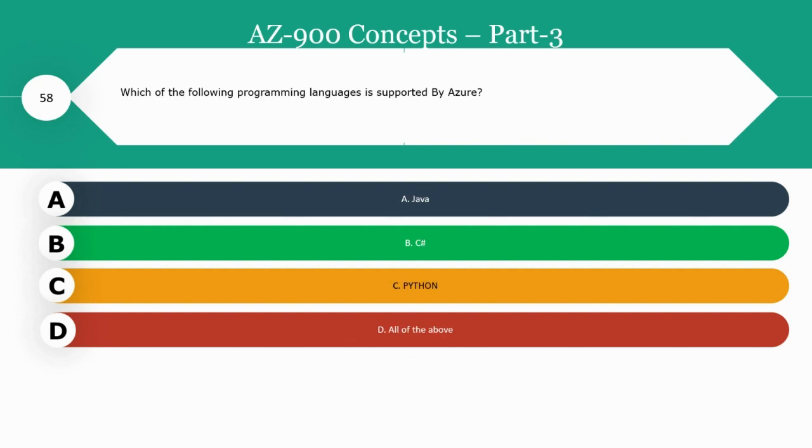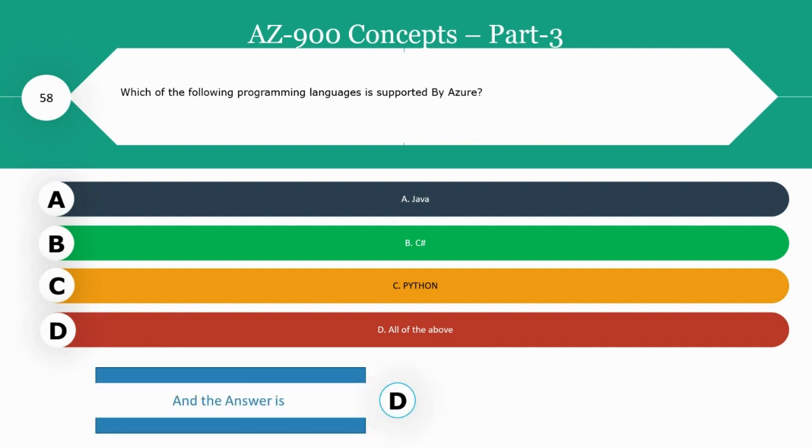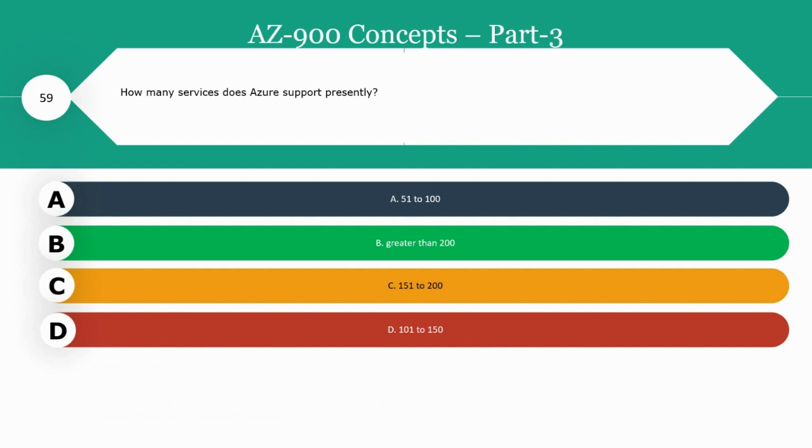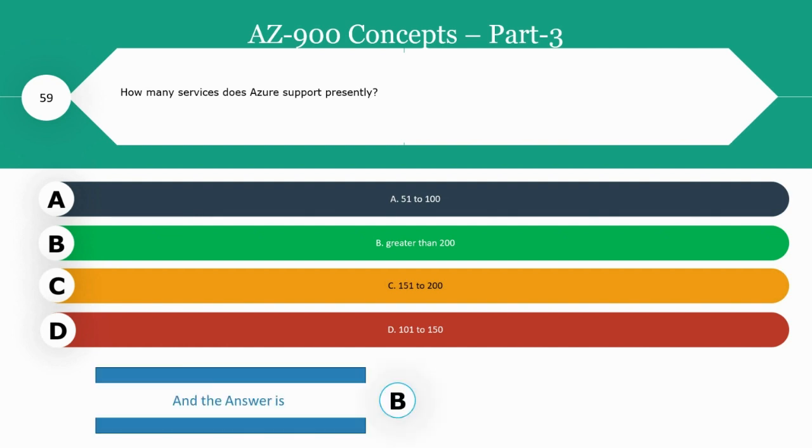Which of the following programming languages is supported by Azure? Java, C Sharp, Python, or all the above? All the above programming languages are supported by Azure. And so D is the correct answer. How many services does Azure support presently? It keeps on changing. So the right answer would be 200 plus services. That is option B.